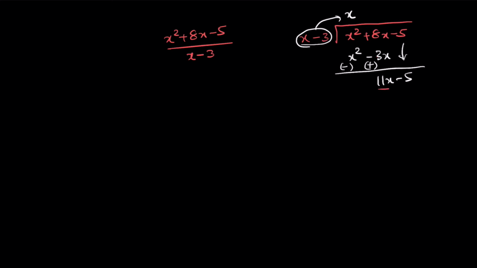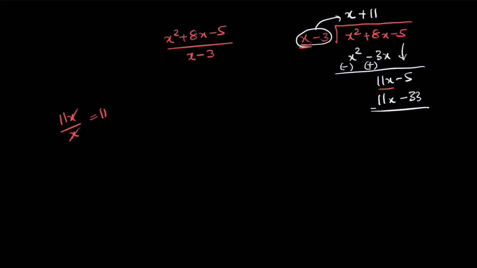Next, again use the first term 11x and divide it by x. So 11x by x becomes 11. Write down here plus 11. Now multiply the divisor with 11. Remember that we multiplied with x before, now we have to multiply with 11. So 11 times x is 11x, and minus 3 times 11 is minus 33.